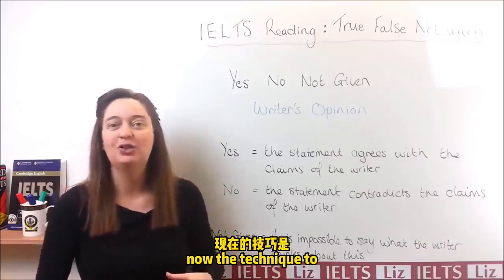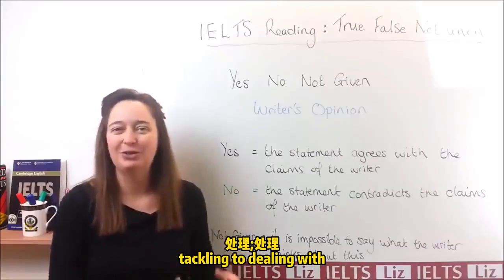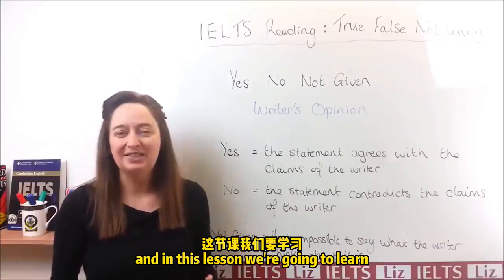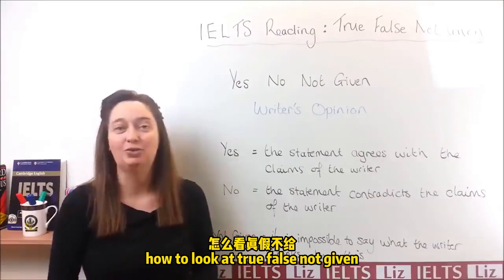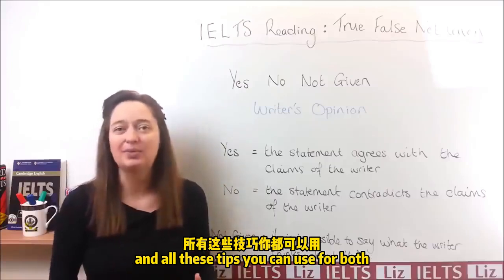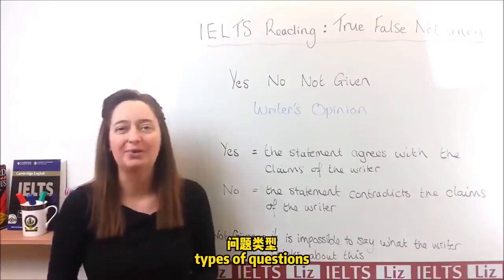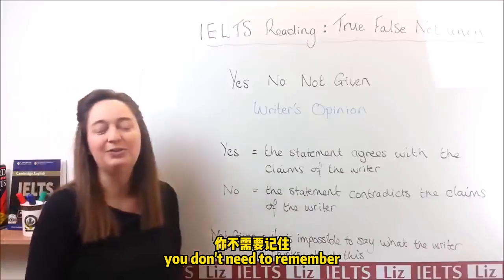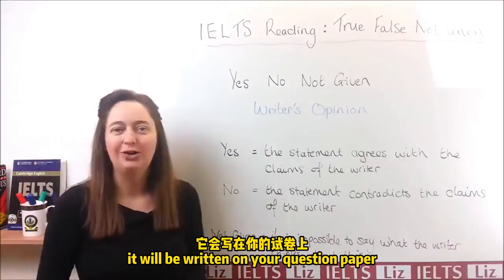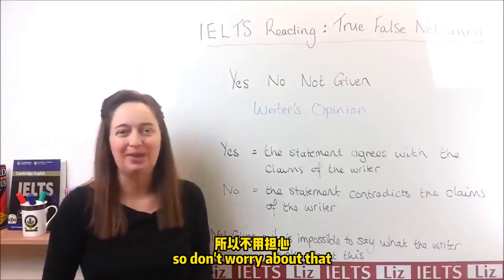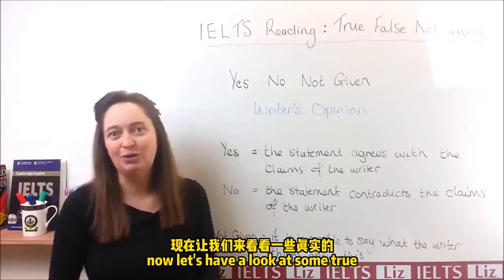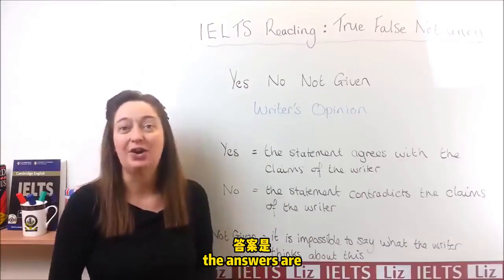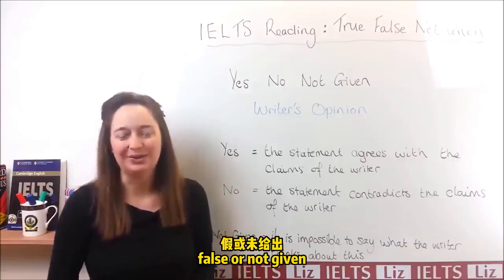Now, the technique to dealing with true, false, not given and yes, no, not given is exactly the same. And in this lesson, we're going to learn how to look at true, false, not given, and all these tips you can use for both types of questions. And also, this information here, you don't need to remember. It will be written on your question paper, so don't worry about that. Now, let's have a look at some true, false, not given questions, and I will explain to you why the answers are true, false, or not given.